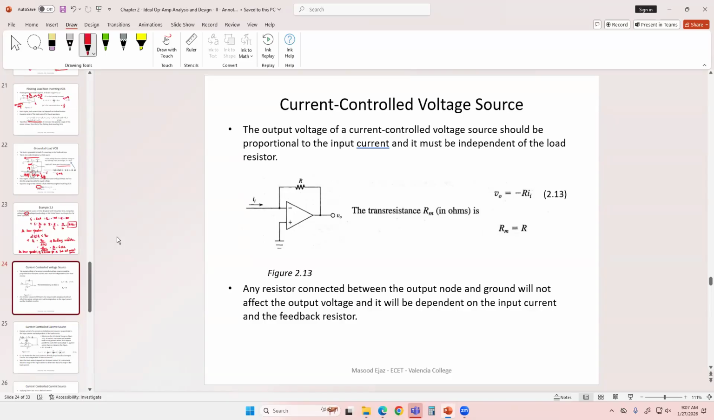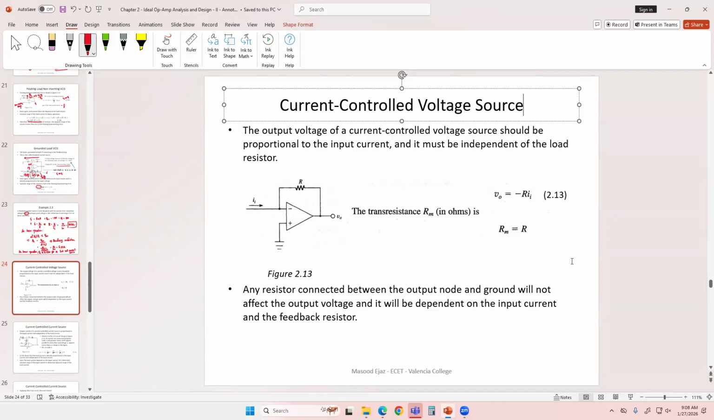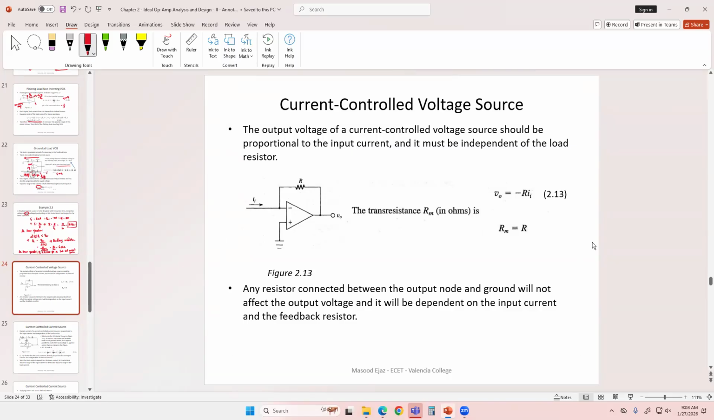Current controlled voltage source is a voltage source. It's producing a voltage. The output voltage of a current controlled voltage source should be proportional to the input current and must be independent of the load resistor. So similar to the voltage controlled current source, the voltage of the current controlled voltage source is going to be independent of the load, and it is only going to depend on the input current.